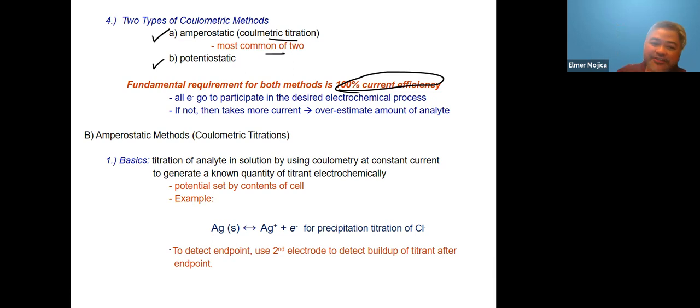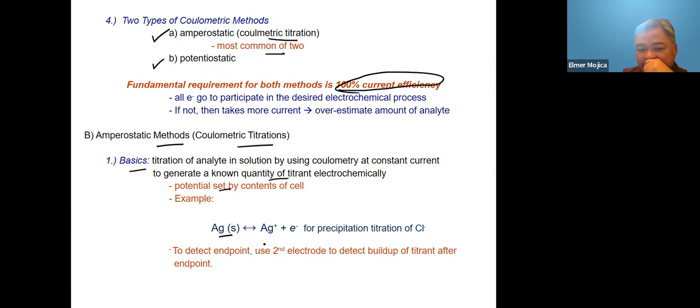Okay? Now, in the amperostatic method, which is just coulometric titration, the basics that you have there is just like a typical titration. Titration of the analyte in solution by using coulometry at constant current. So, imagine your pH meter, papalitan mo nung ibang electrode. Okay? So, it generates a known quantity of a titrant electrochemically. So, you're going to set the potential by the contents of the cell.